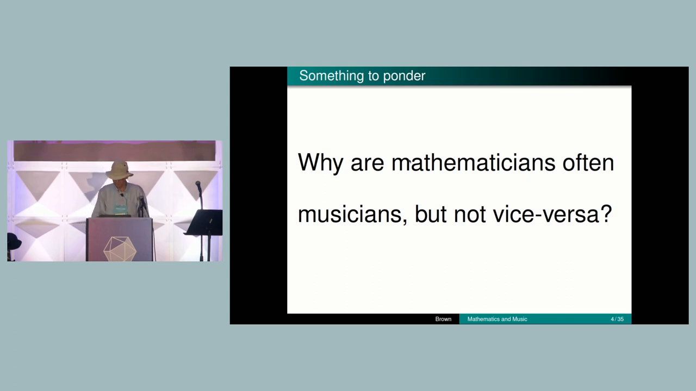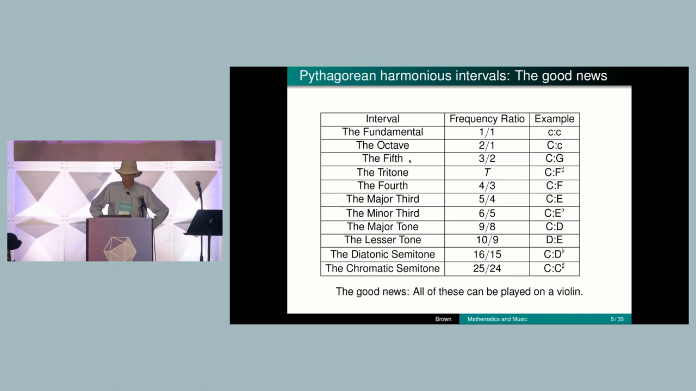Okay, so these are my thoughts. The Pythagorean harmonious intervals. Beginning with the fundamental, you have the frequency ratios. For instance, an octave is double the frequency of the fundamental. The fifth is three halves, and so forth. The tritone we're right now going to call T. It's strange. And all of these notes can be played on a violin.